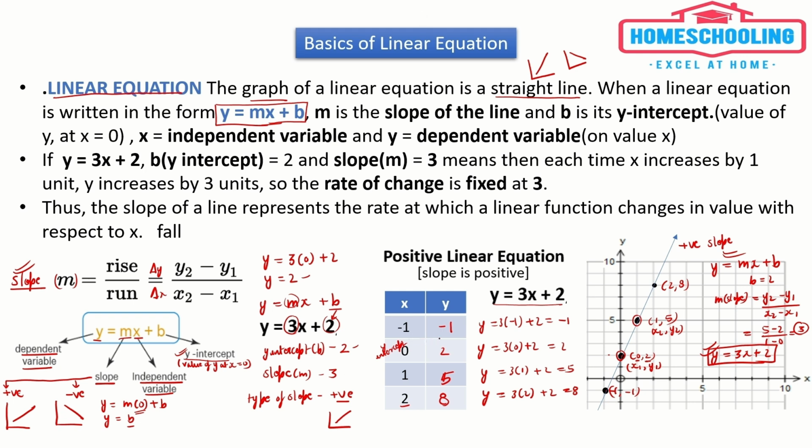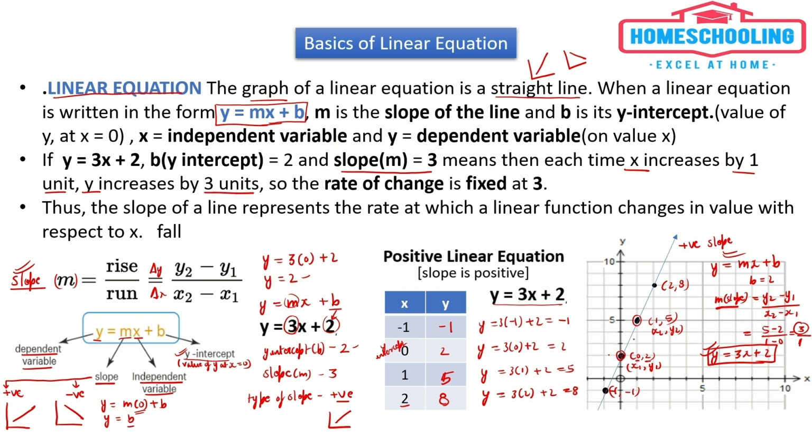Before we move to the next example, I want to teach you one more concept about slope. As we know, slope m is the change in y divided by the change in x, that is y2 minus y1 divided by x2 minus x1. When we found it, it came to 5 minus 2 divided by 1 minus 0, so 3 by 1. So what does this slope 3 mean? Slope m equal to 3 means that every time x increases by 1 unit, y increases by 3 units.